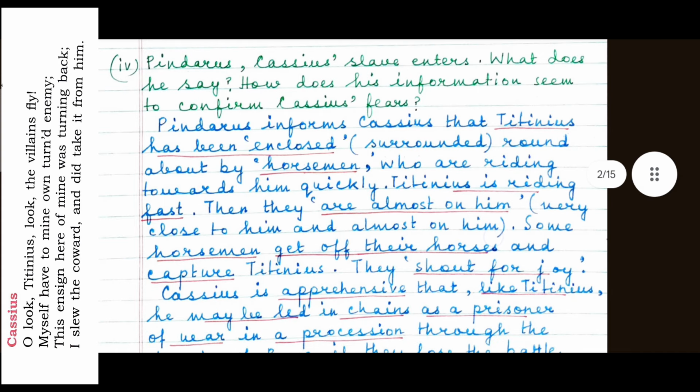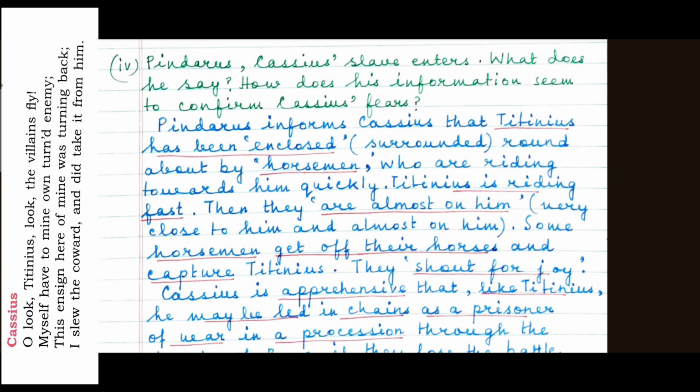Question 4. Pindarus, Cassius's slave, enters. What does he say? Pindarus informs Cassius that Titanius has been enclosed. Quotation, meaning surrounded round about by horsemen. He tells what he sees from that hill, who are riding towards him quickly. Titanius is riding fast. Then they are almost on him, very close to him and almost on him.